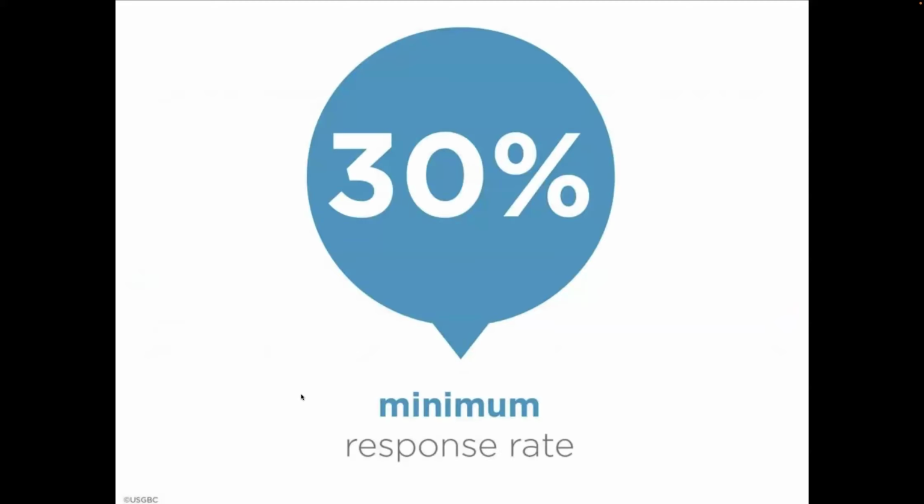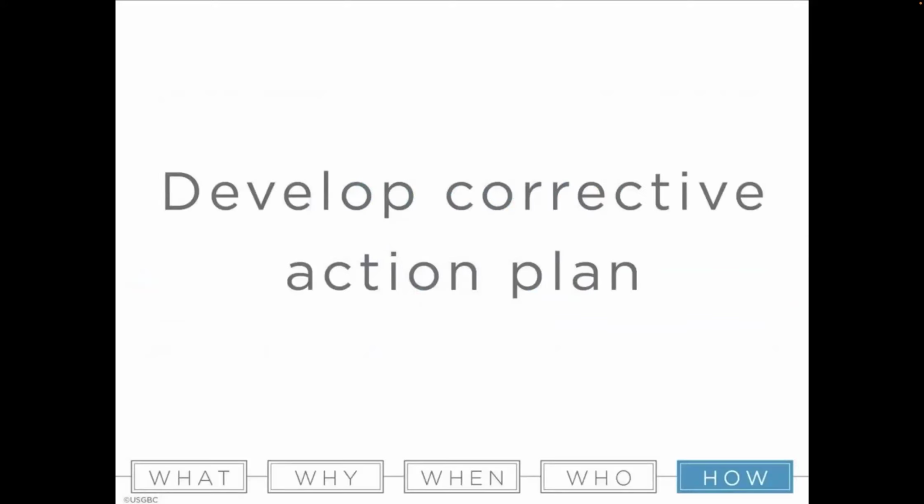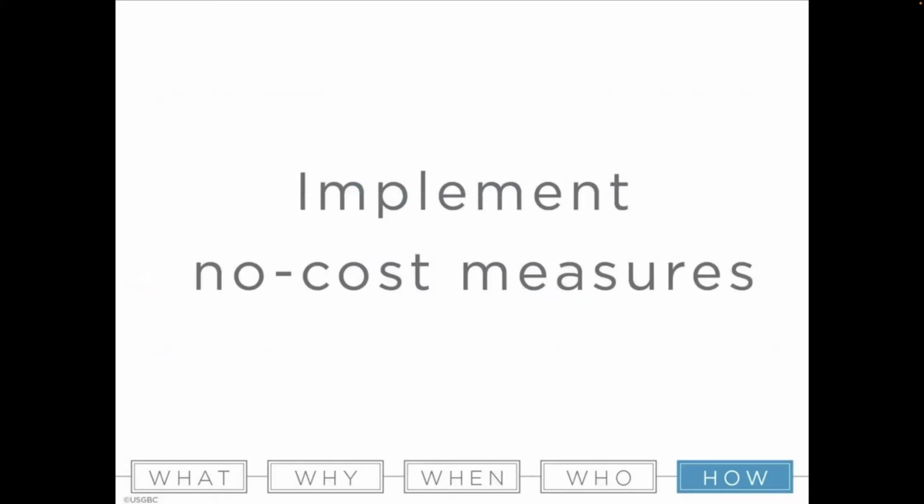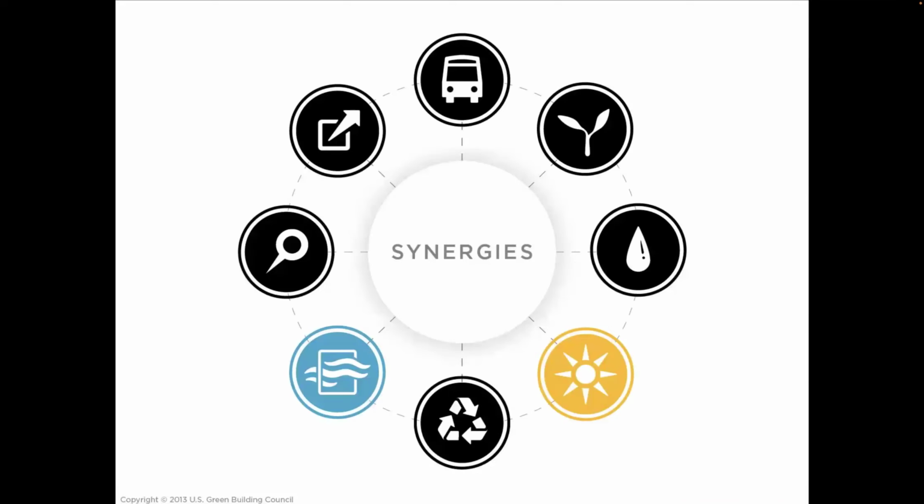And you have to have a minimum of 30% response rate. Develop a corrective action plan. Again, this is part of your reporting. And then implement no-cost measures. All right. And then if you have to do some capital measures, you have to identify what those are and understand how you're going to do it. And no real synergies there.